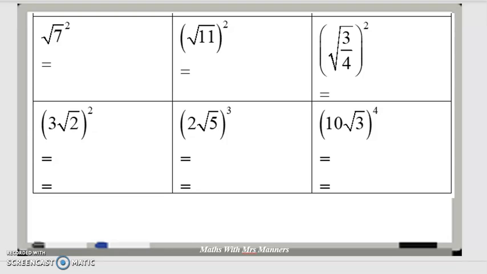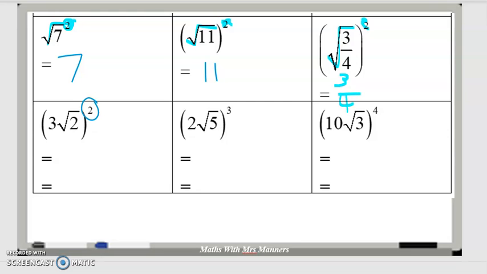Just a few more to cover that last concept. If you have a surd squared, remember these inverse operations will cancel each other out. So we'll be left with 7. Here, my inverse operations will cancel each other out. So I'll be left with 11. Here, once again, my inverse operations will cancel each other out. So I'll be left with 3/4.